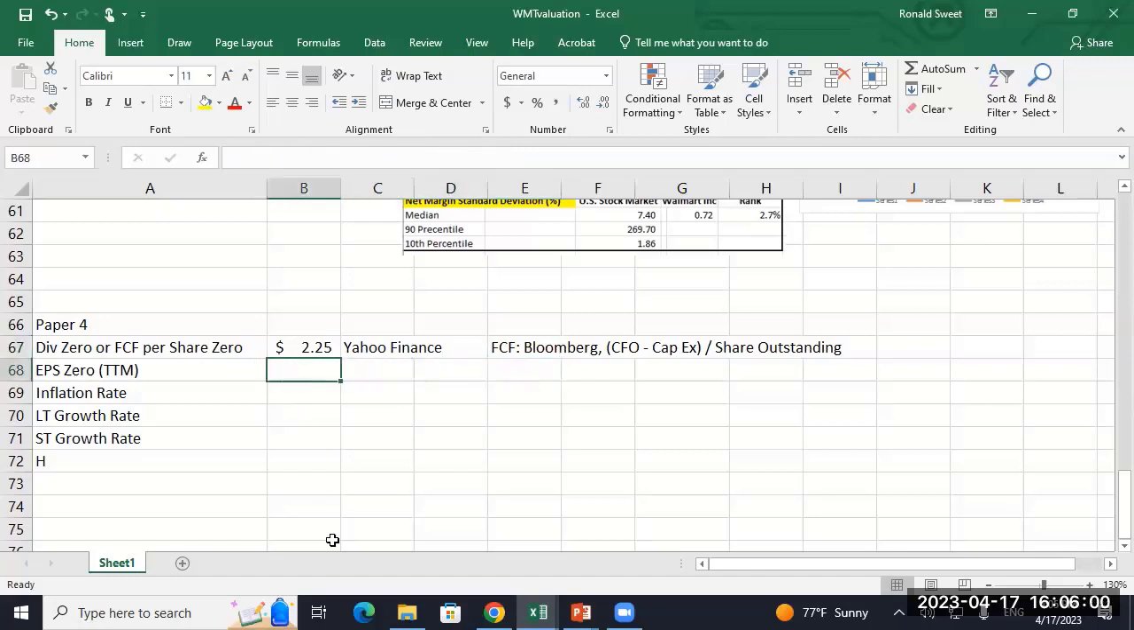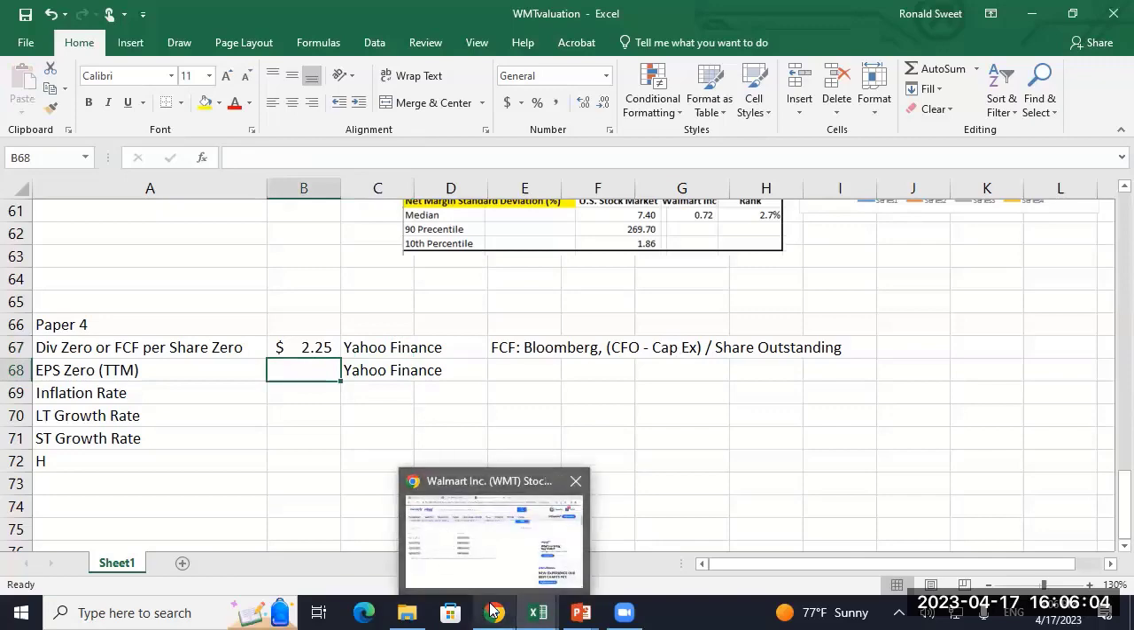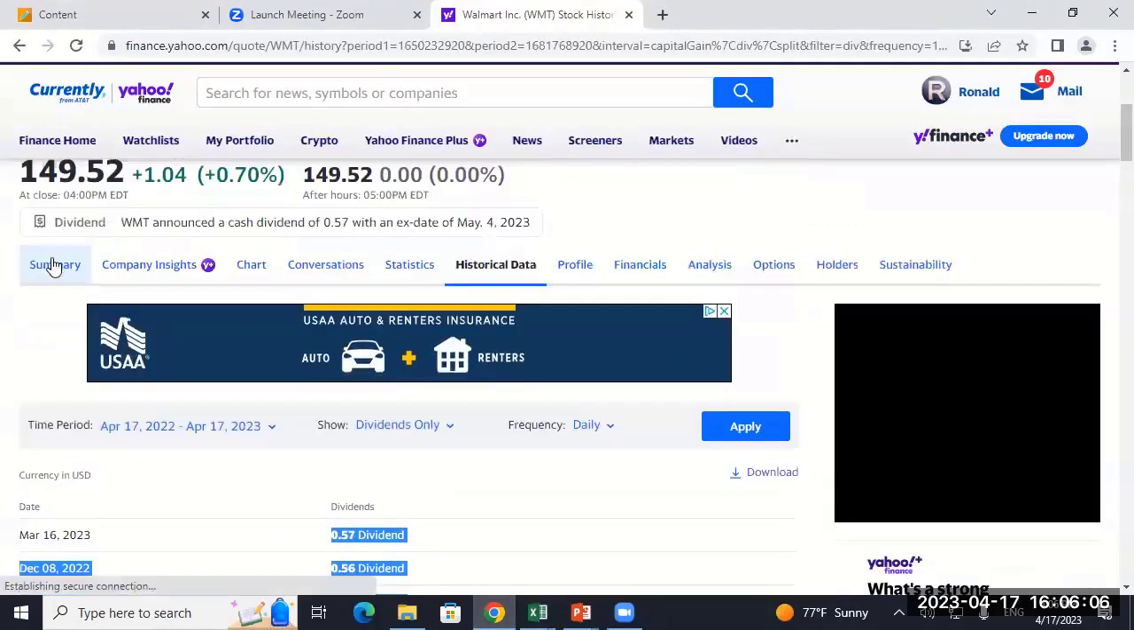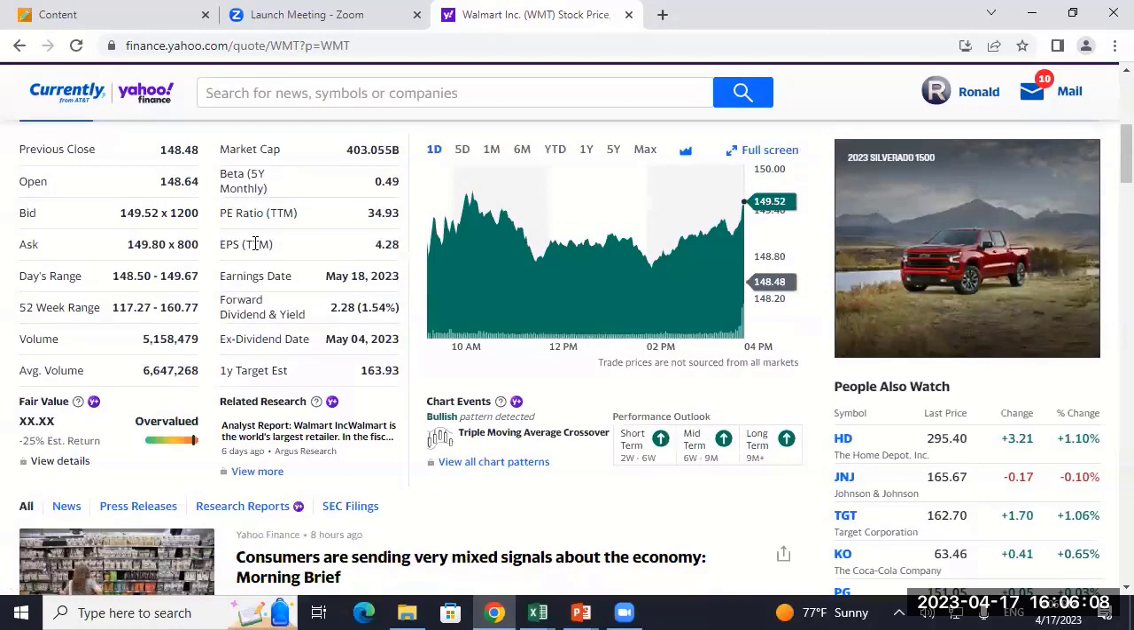Earnings per share zero is very simple. We just get that straight from Yahoo Finance. That's an easy one. Right on the summary page. You can even tell because it says TTM. So 428.